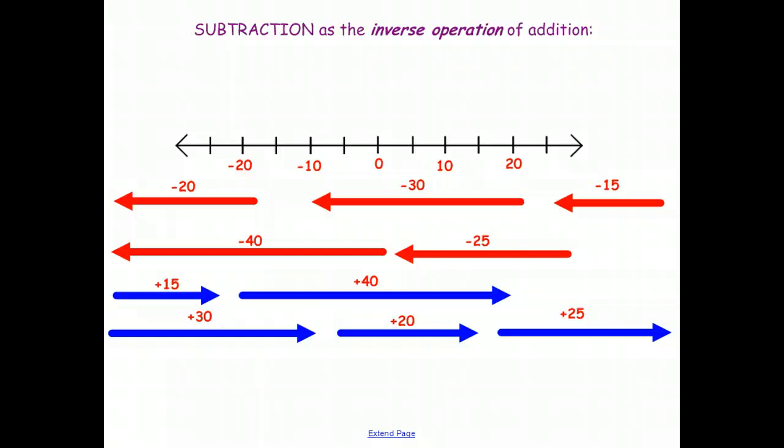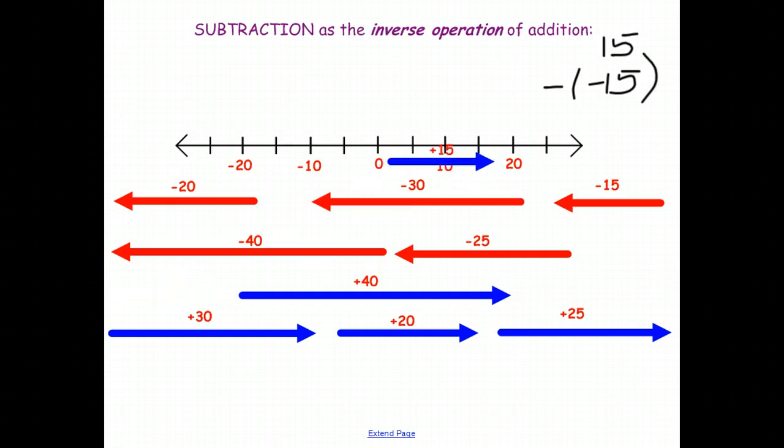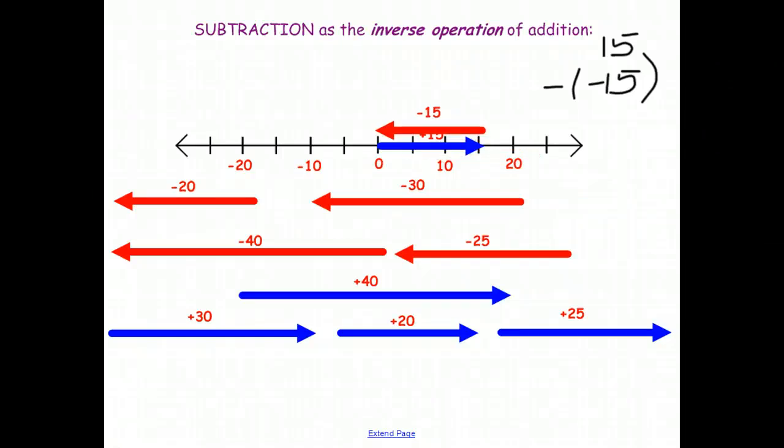So again, this time we're going to have 15 minus negative 15. Well, our 15 starts out here. We start with 0 and leap to 15. Now, we're going to subtract negative 15. If we just brought negative 15 here and looked at it like this, we would be doing the same operation as addition, because 15 plus negative 15 is 0. So 15 minus negative 15 can't be 0.